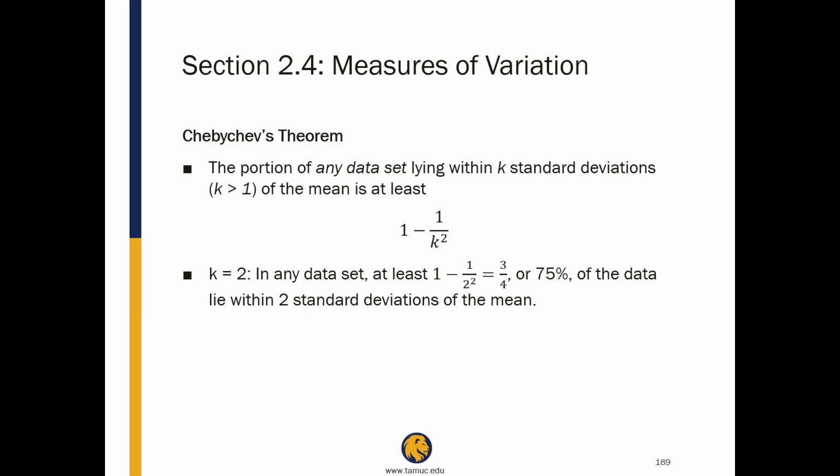This is a lower floor, not the absolute number that would be there. So it's sort of an approximation of at least this percent will lie within 2 standard deviations of the mean.